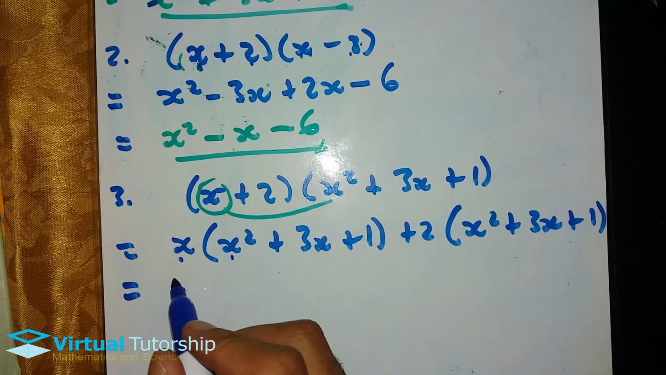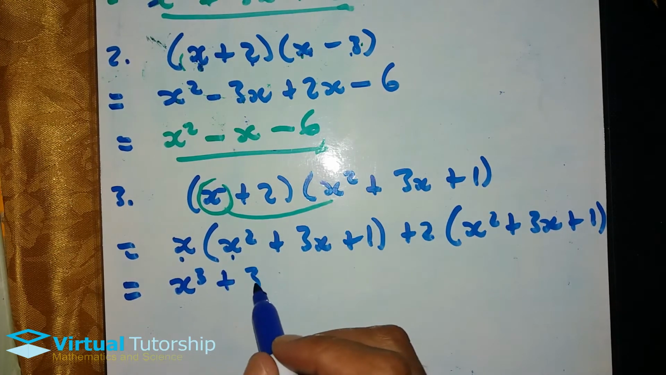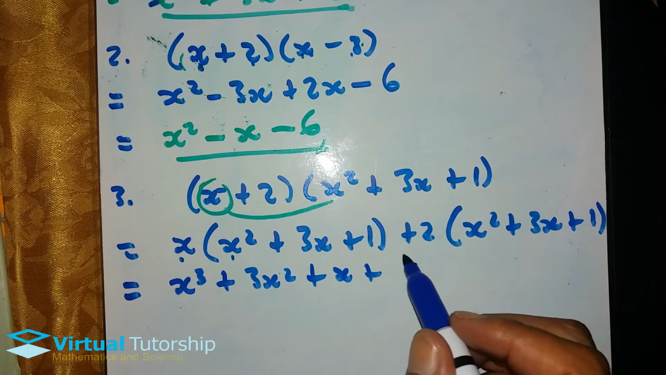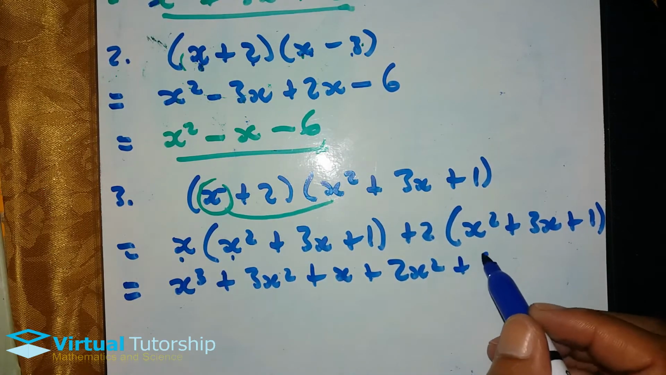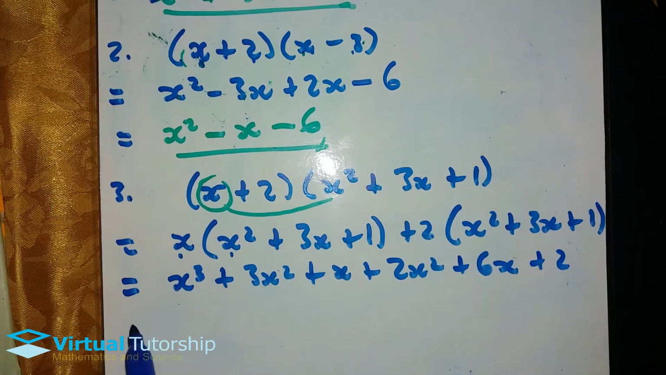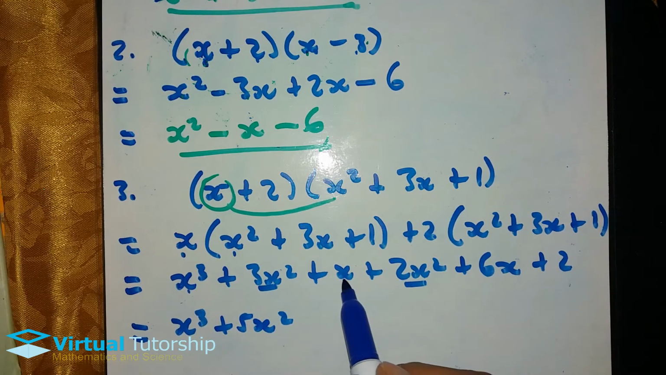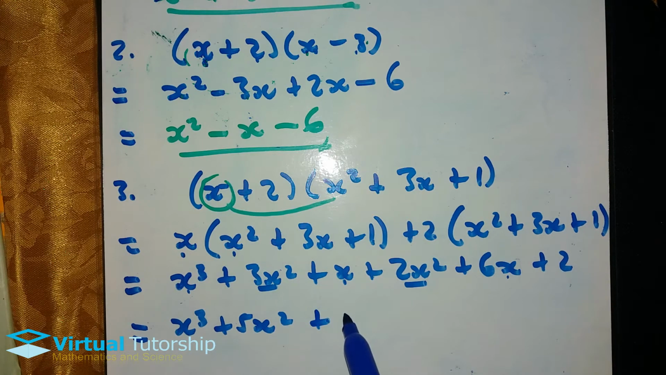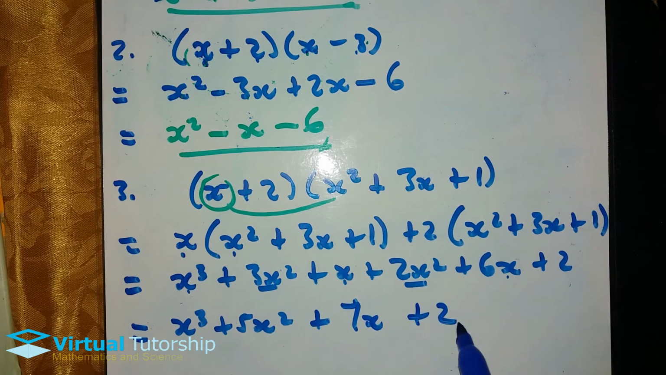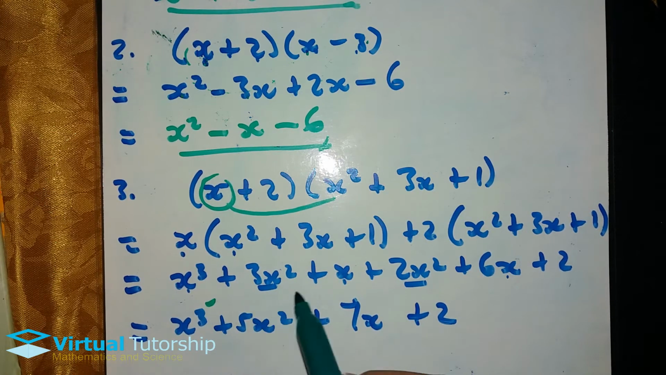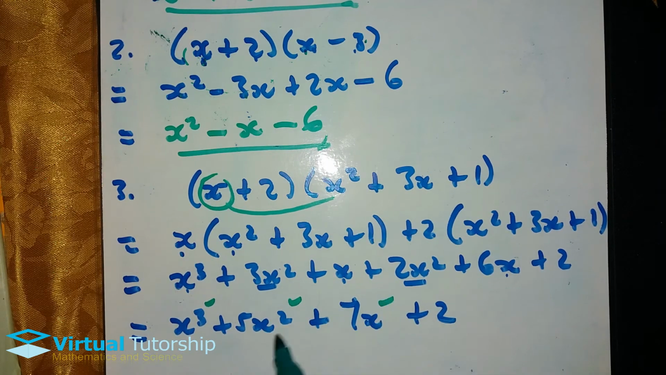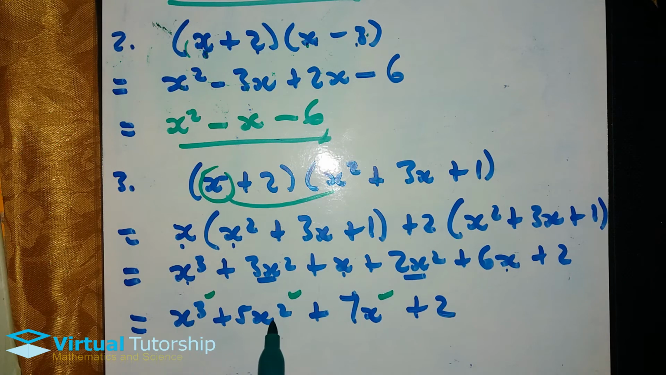So this x times x squared is x cubed, and then it's 3x squared plus x plus 2x squared, and then plus 6x, and then plus 2. The x cubed has no like term. So I will simplify as I go along: x squared and x squared give me 5x squared, and then this x and that 6x give me 7x, and this 2 has no like term, right? So remember, always write your variables in descending powers, right? Cubed, squared, 1, and a constant, right?